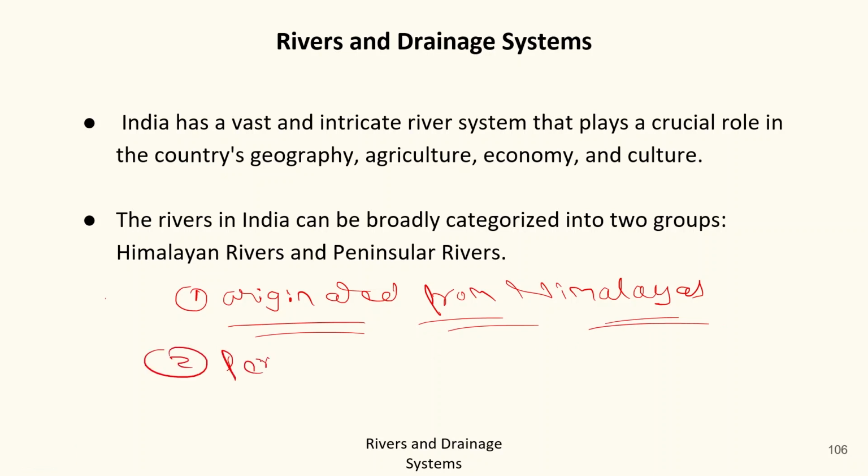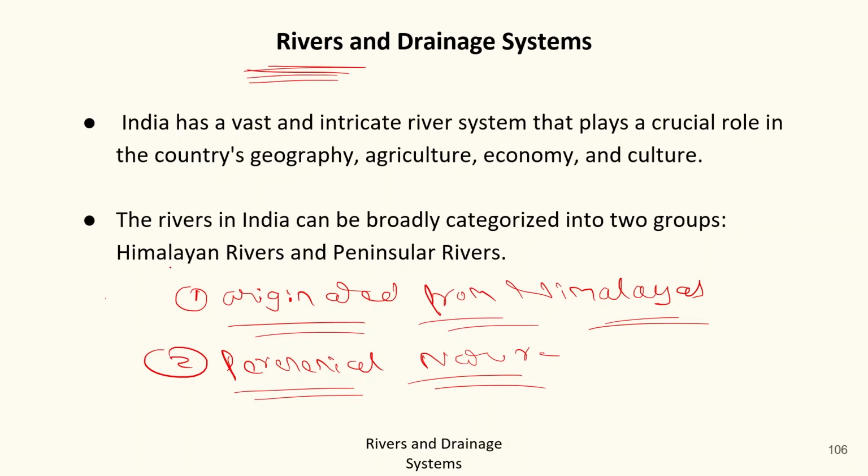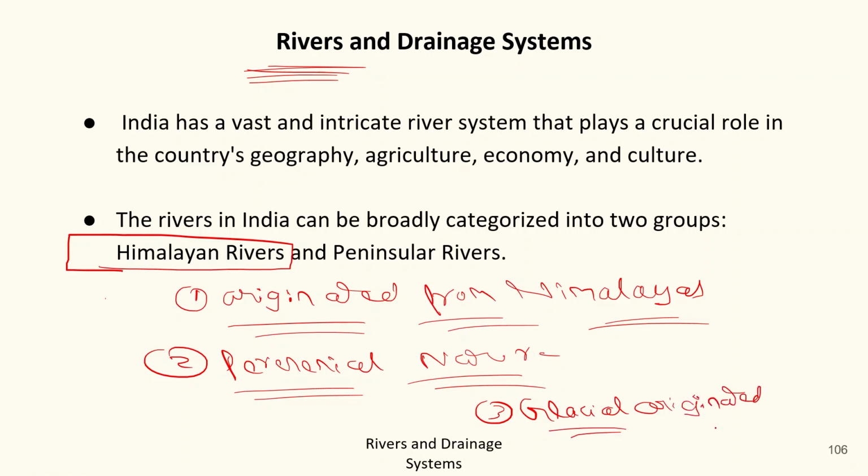Second, they are perennial in nature. Perennial nature means they flow throughout the year. Throughout the year, there is water in these rivers, which we covered under the term of Himalayan river system. Got it? Third point is that they are glacial originated. Okay, the water flowing in these rivers is basically coming from the glaciers which are melting.